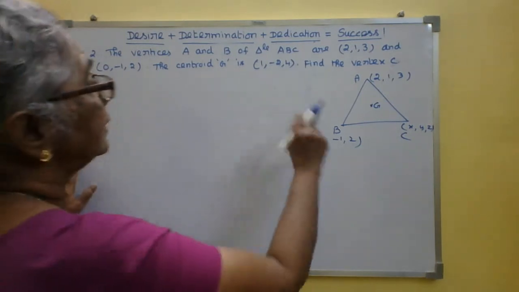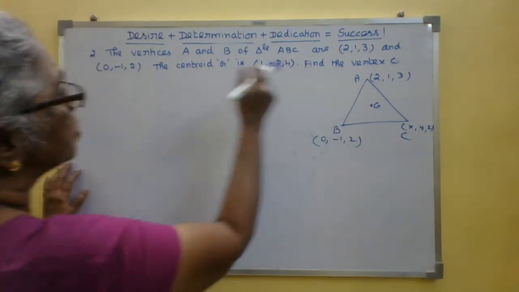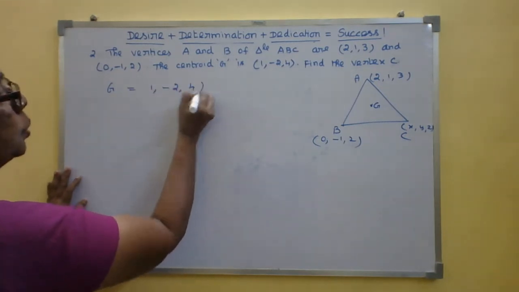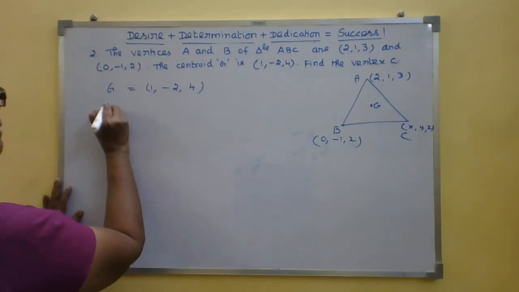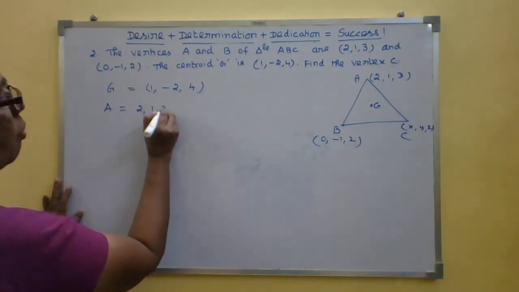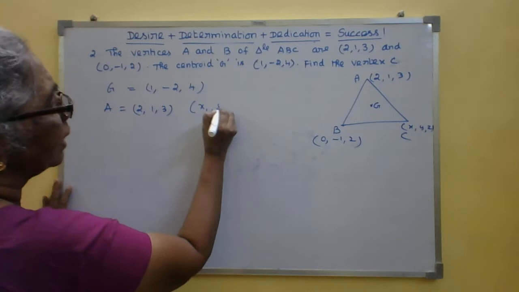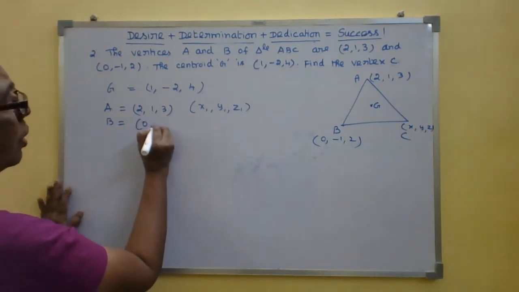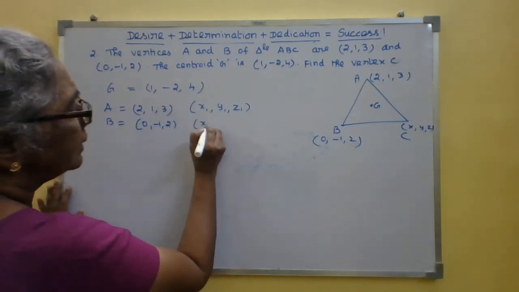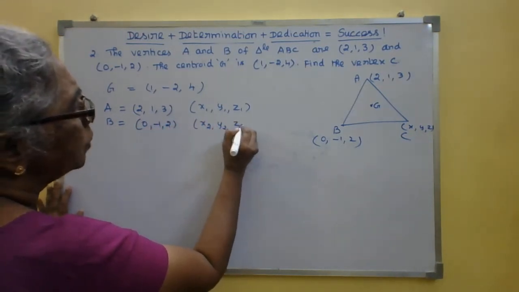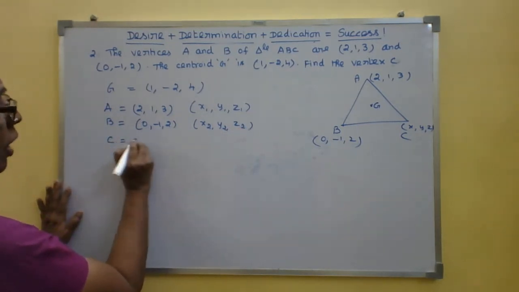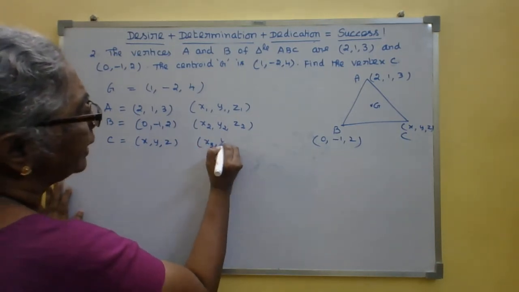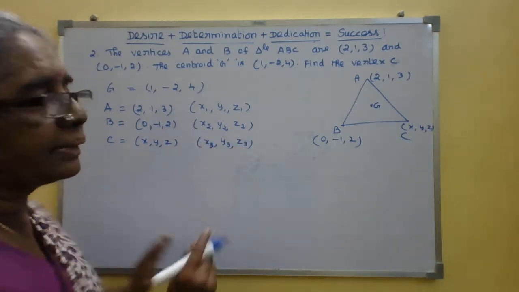So, now the centroid is given to be 1, minus 2, 4. So, G is 1, minus 2, 4. And this A point, that is 2, 1, 3, is like our x1, y1 and z1. The B point is given to be 0, minus 1, 2. This is nothing but x2, y2 and z2. C, that is what we want to find, that is x, y, z, which is like your x3, y3 and z3, right?